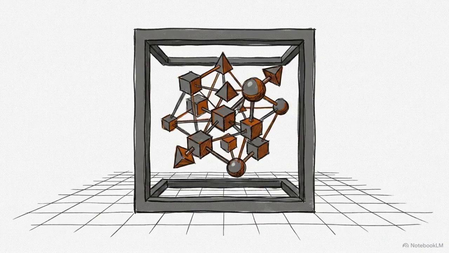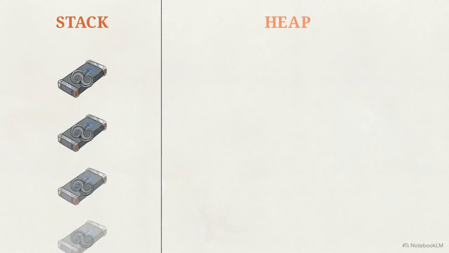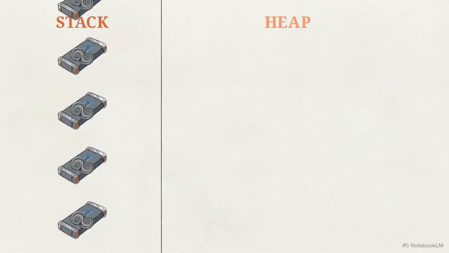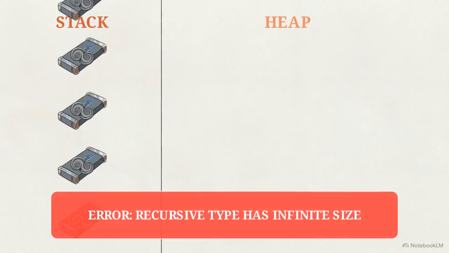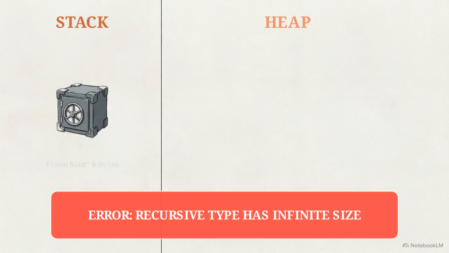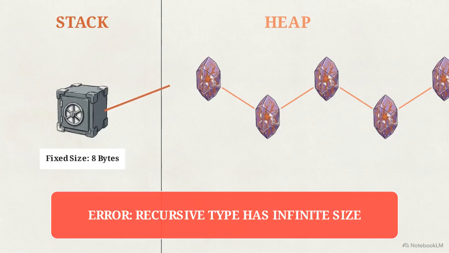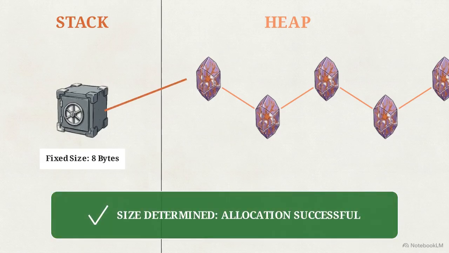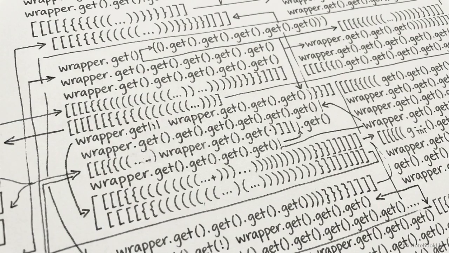Box is the most direct smart pointer, designed to manage types whose exact size cannot be determined at compile time. Recursive structures, like a cons list containing its own type, pose a mathematical problem. The compiler cannot calculate stack space for an infinite sequence. A box fixes this by moving data to the heap, leaving only a fixed size pointer on the stack to manage the address.